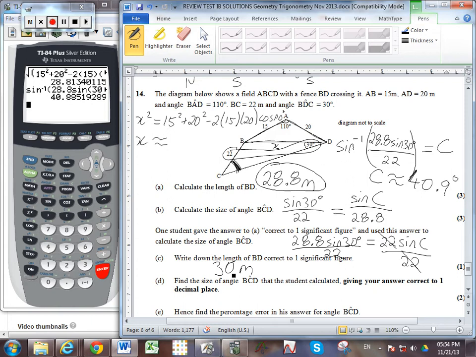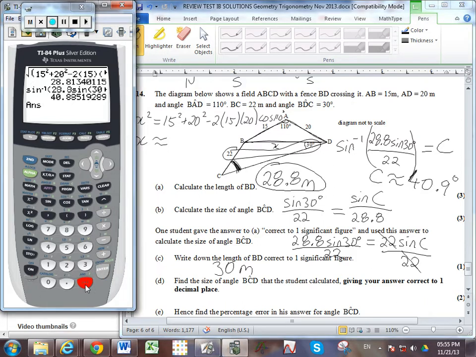Alright, part D. Find the size of angle BCD that the student calculated, giving your answer correct to one decimal place. Oh, I see. So instead of using the 28.8 meter measure, the student who prematurely rounded is using a 30 meter measure instead. So we're really doing the exact same calculation as I just did. Let's call up the entry that I just had, but instead of the 28.8, let's change that to the student's inaccurate value of 30, and delete the other stuff.